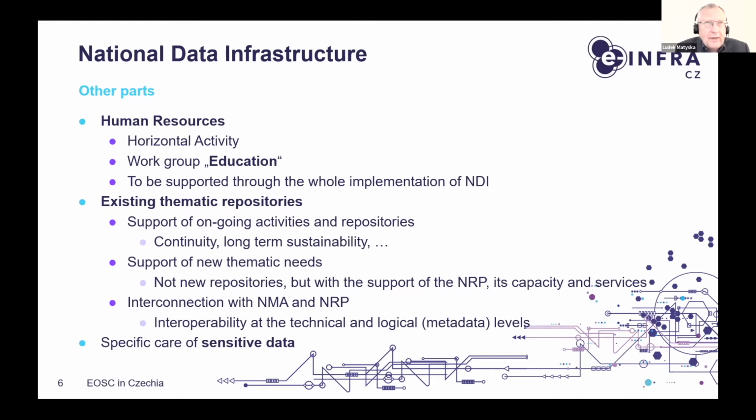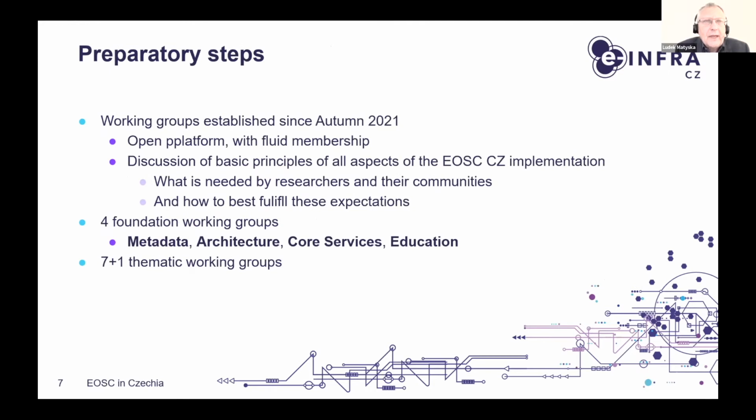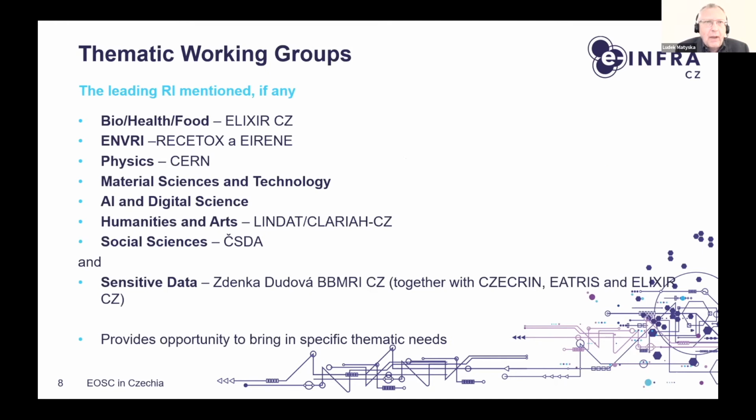Next slide, please. What we did as preparatory steps was to create an open platform countrywide with currently 12 working groups. We have 2 foundation working groups on metadata architecture, core services, and education, which I already mentioned when I presented the key elements of the national data infrastructure. And then we have 7+1 thematic working groups, on the next slide, which go from bio, health, and food up to social sciences, humanities, and art. The +1 is sensitive data.